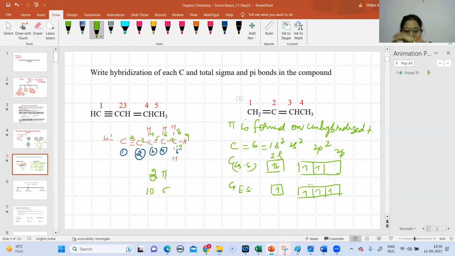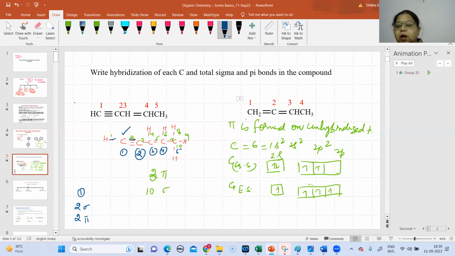Now you have to find out how many sigma and how many pi bonds each carbon atom is having. If I look at the first carbon atom, what do I see? The first carbon atom is this one. It is having 1 sigma, 2 sigma, and 2 pi. So carbon number 1 has 2 sigma and 2 pi. The presence of 2 pi means that there should be 2 p orbitals which are outside hybridization.